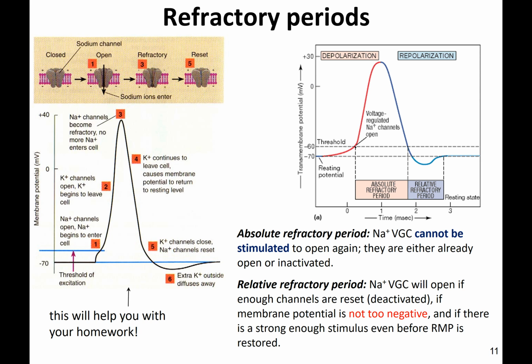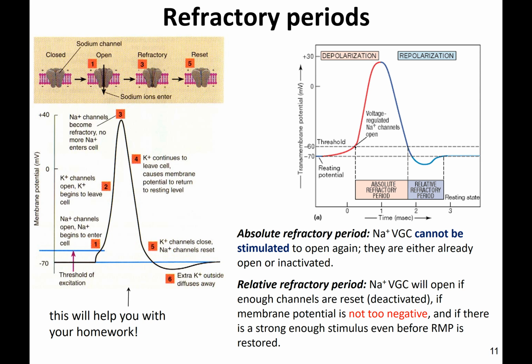At relative refractory period, it means that the cell has become negative enough such that the sodium voltage gated channels are actually reset, and some of them could be opened again. But you probably need a greater stimulus to do that. So if you look at relative refractory period in this right side picture, you can see where the membrane potential is hyperpolarized.